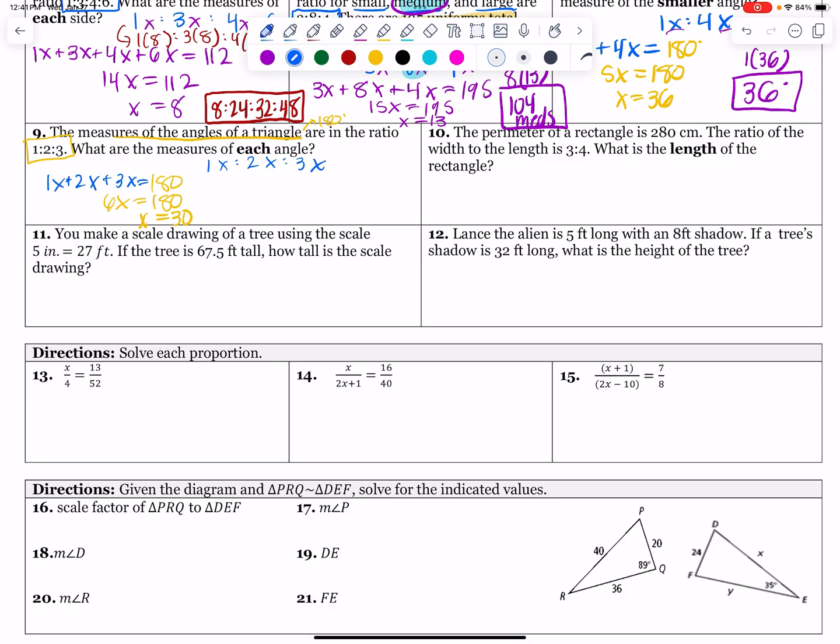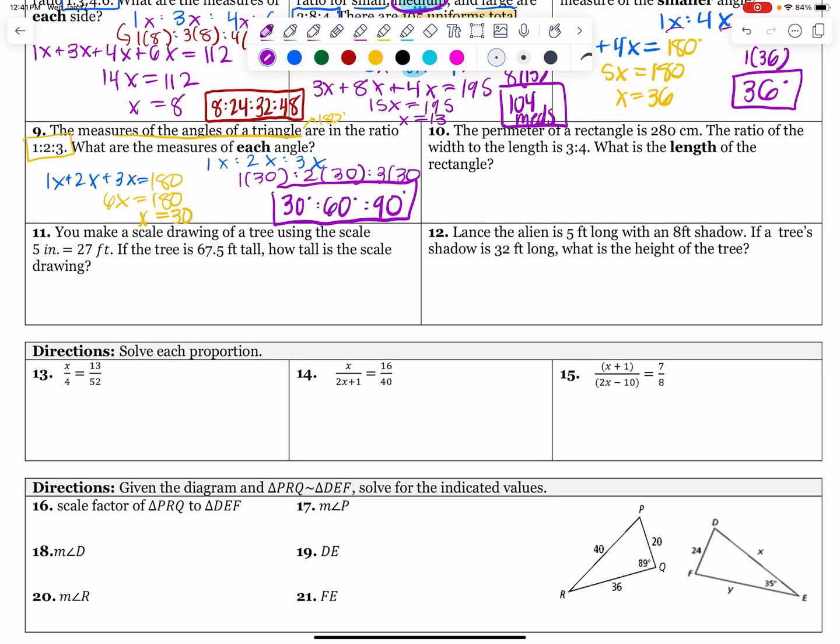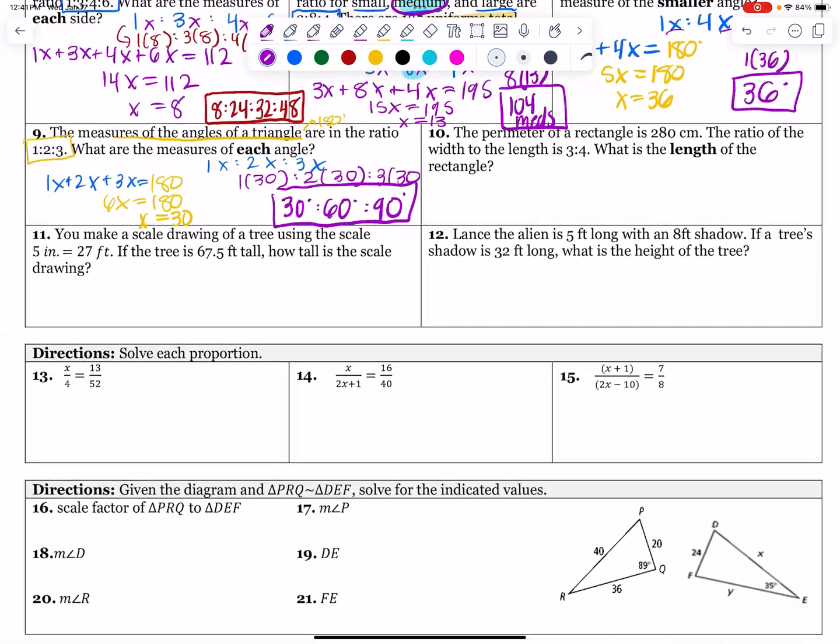So what are the measures of the original angles? We just go back and plug that in. 1 times 30 to 2 times 30 to 3 times 30. So one angle was 30 degrees, one angle was 60 degrees, and one angle was 90 degrees. So this was a 30, 60, 90 triangle. If I said what's the largest angle, you'd say 90, the medium angle would be 60, and the smallest angle would be 30.